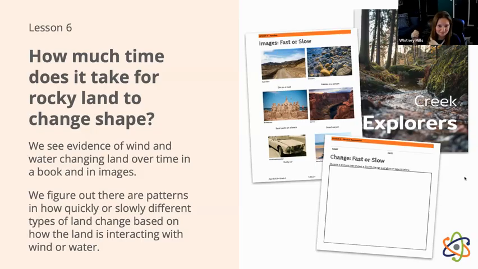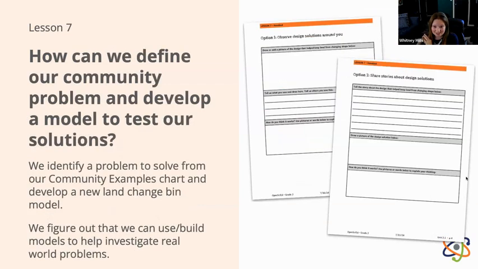But we have that big chart over there on our wall where we have all those community examples, and we've been talking about how this might be a problem for a few lessons now. I think we might want to solve some of our problems. So in lesson 7, we're going to get a chance to think about the community examples around us and how we might begin to solve them.